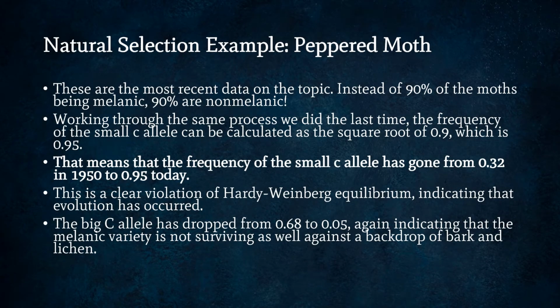Okay, so we are continuing on with our peppered moth example and how when the environment has changed, the evolution of the organism changes. So the most recent data says that 90% of the peppered moths are back to the non-melanic version or the lighter color of moth. So the gene frequency has changed and the frequencies and the calculations of those genes in the population do not match up with Hardy-Weinberg equilibrium. We can see mathematically that evolution has occurred.